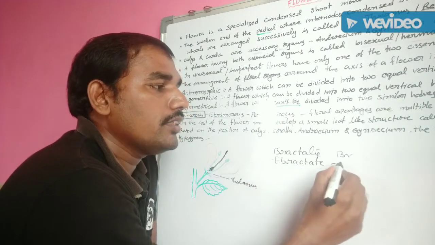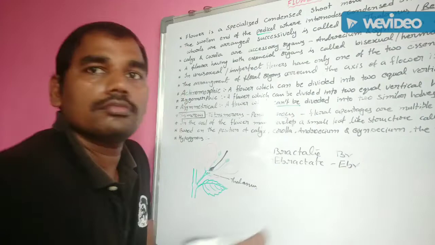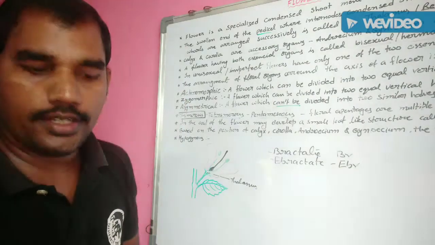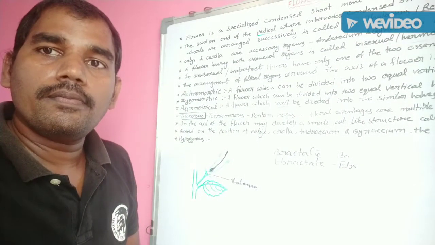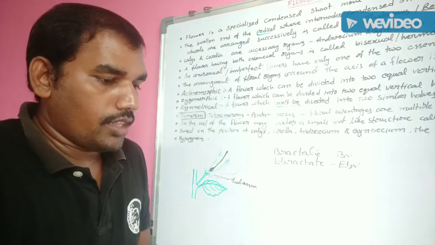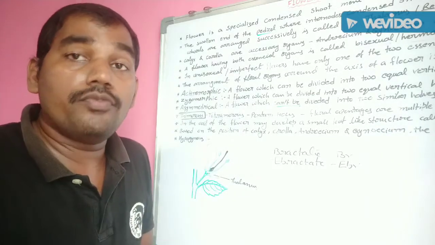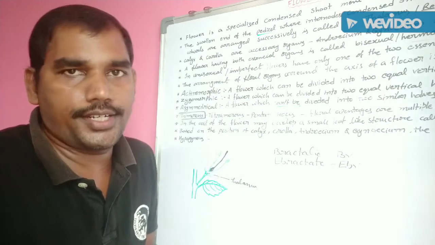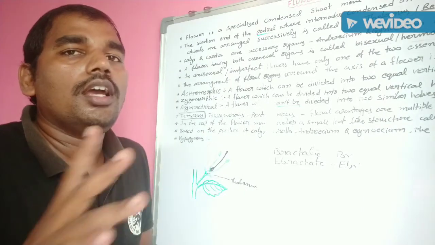If this bract is absent, the type of flowers are known as abractate. Flower with bract is known as bractate, without bract is known as abractate. Bractate flowers, abractate flowers.